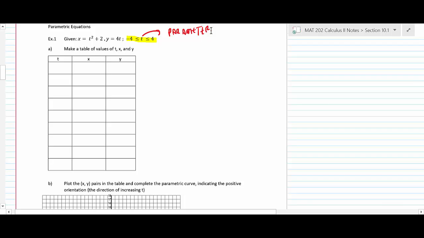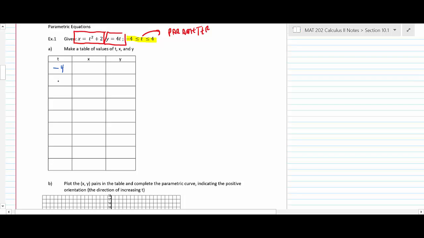Okay, so what we have is two equations. This one generates x, this one generates y, okay? And what we're going to do is start with t equal to -4, and then we're just going to go up by 1s. You can go up by anything you want to.